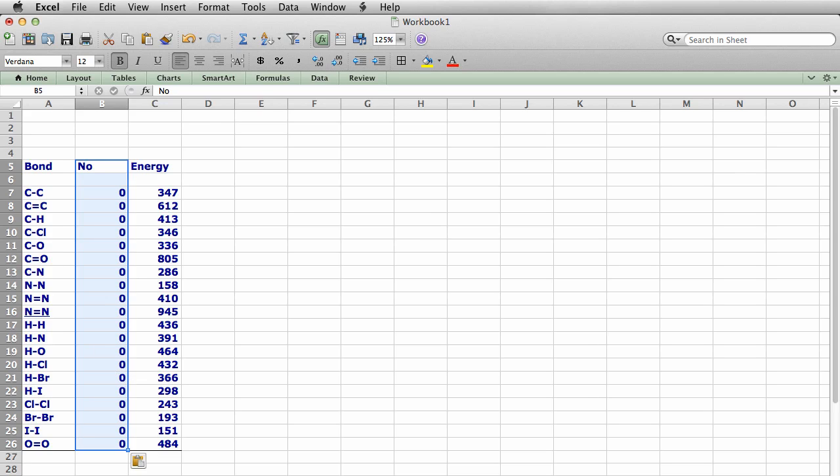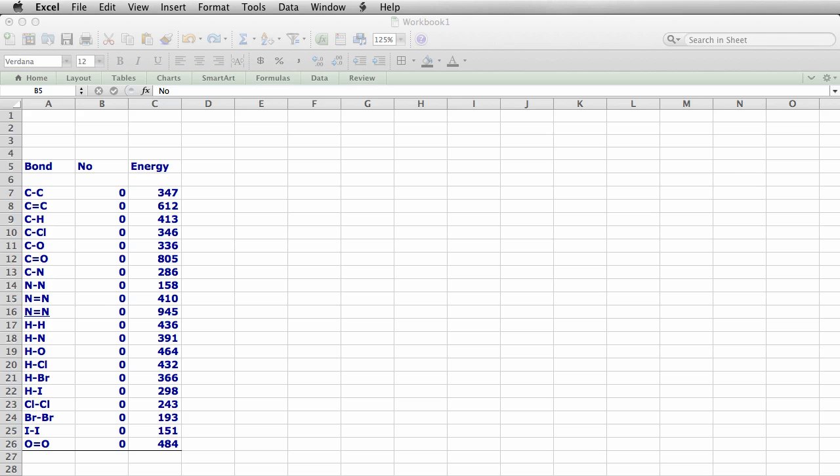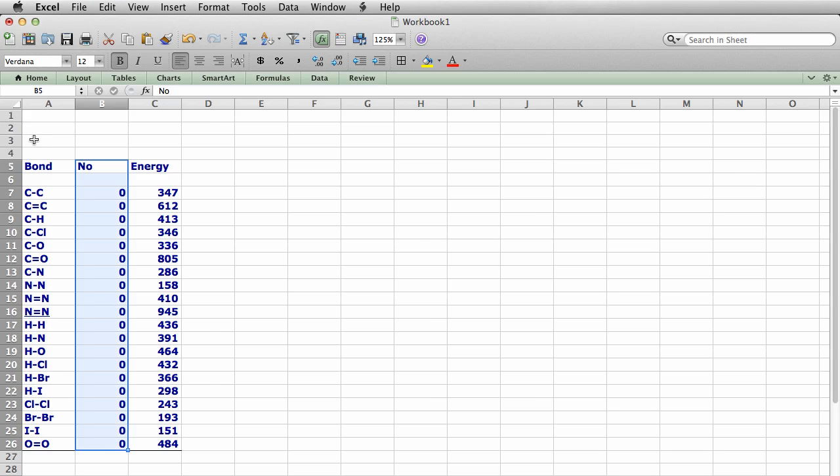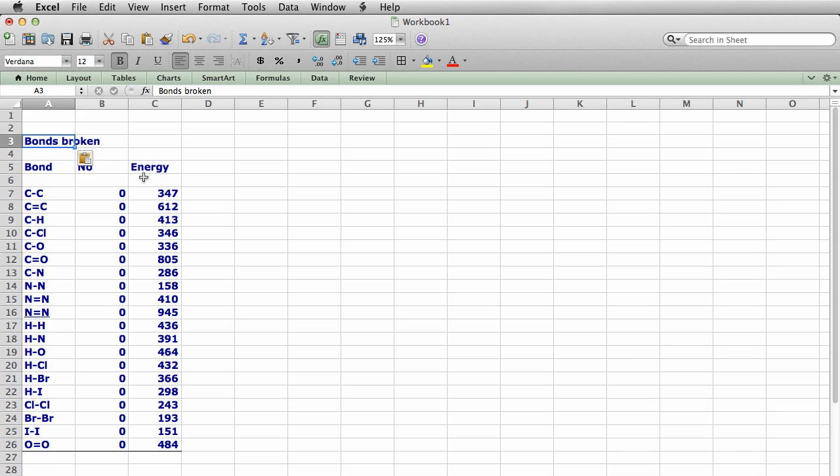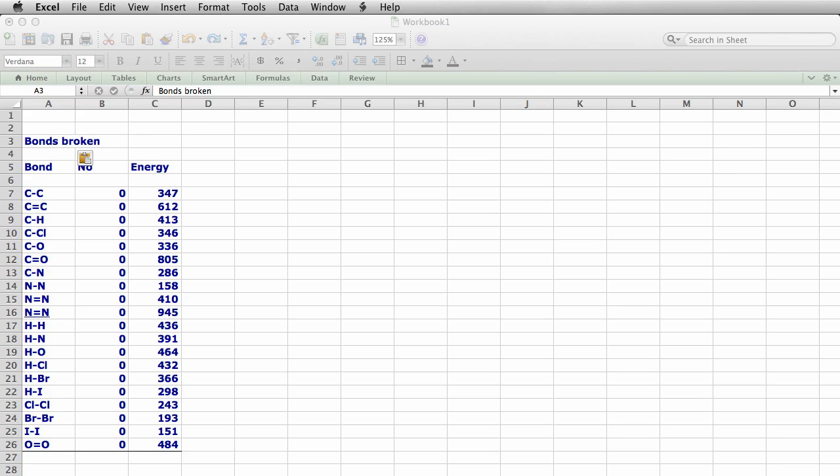And so again, just to make this make a little bit more sense, we should probably give it an appropriate title. So everything you're seeing here in blue refers to bonds that are broken. Now, as in any kind of ledger, there's going to be costs, as we've shown right here, and there's going to be benefits. And we're going to put the benefits right over here in the column in red.